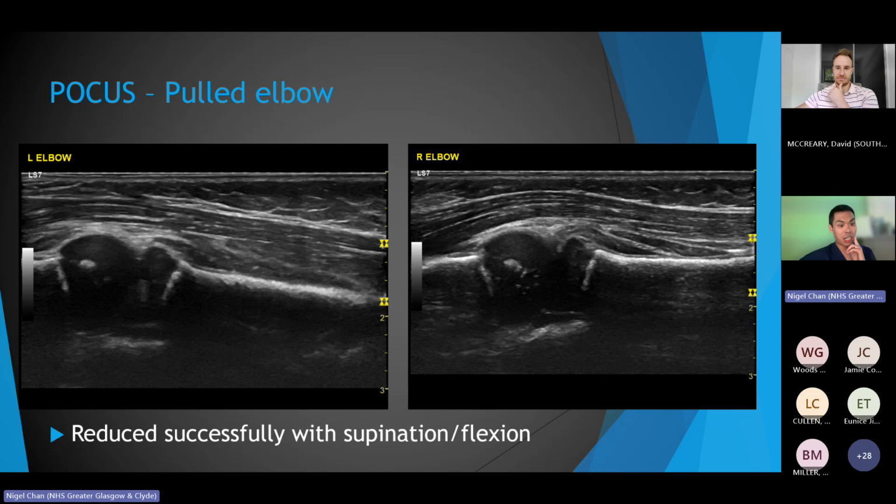And once I saw that, I basically reduced his elbow, felt a click, and he was fine. So that saved him waiting hours for an orthopedic surgeon who's probably never done any PEDs to come see him. I'm not even sure what they would have done anyway. But that was a big win for me.